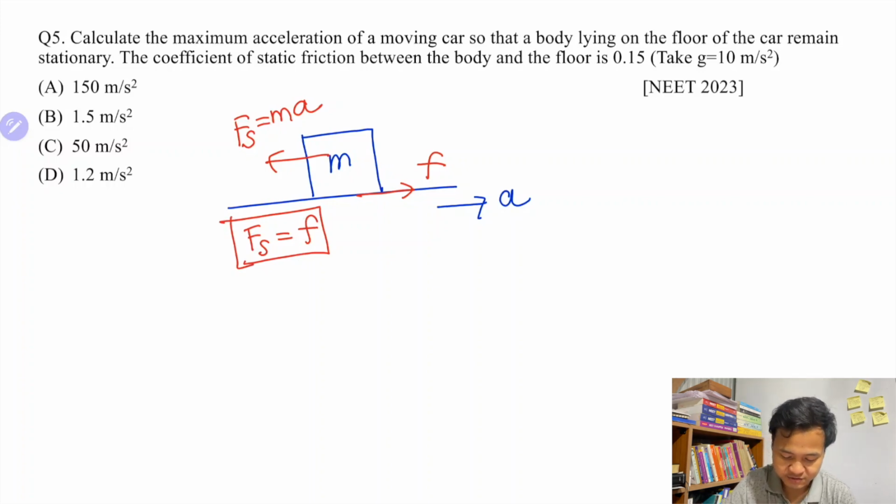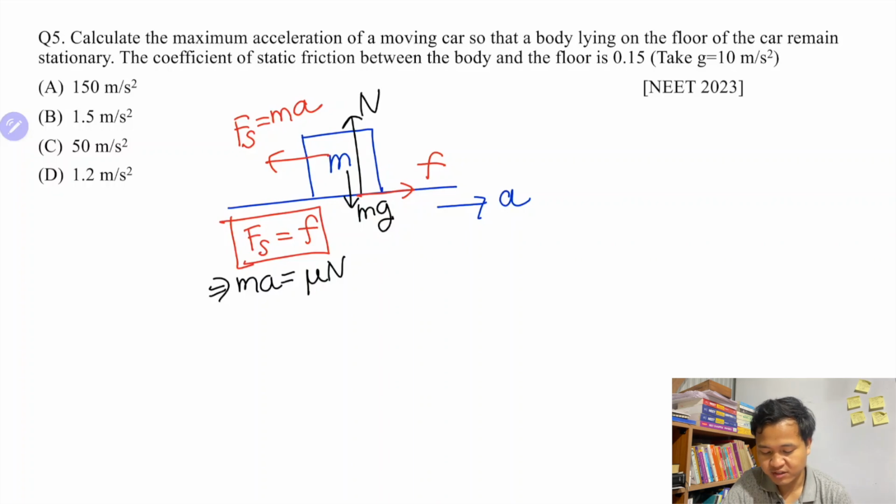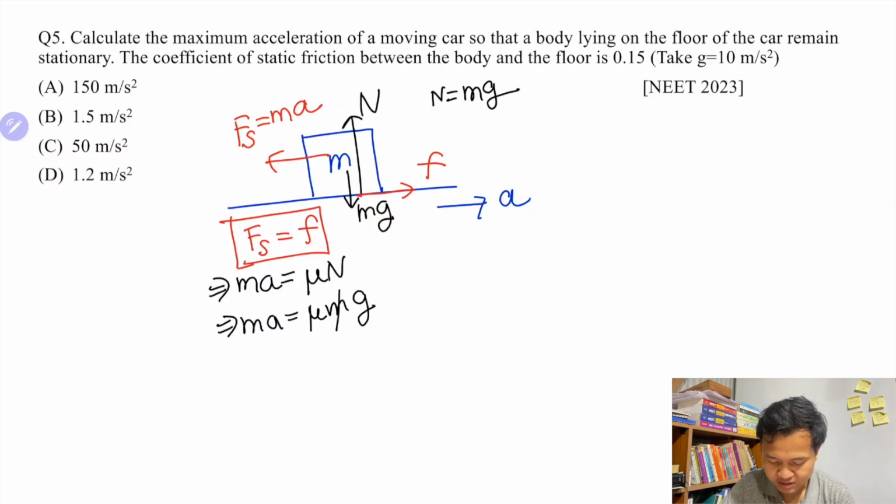The formula applies in notes. So you have mass into acceleration equals mu into N. For the block, the weight is mg and the normal force acts against it. There is no vertical motion, so net force along the vertical is 0. Therefore N equals mg. So from here I have ma equals mu into mg, so m gets cancelled out.